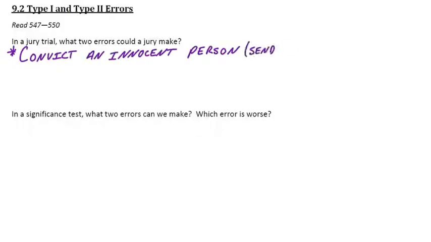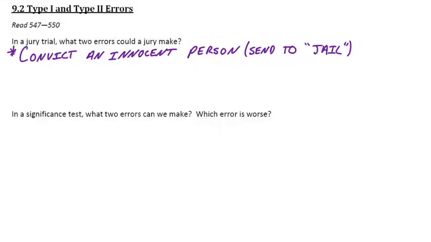So in doing that, we're going to relate it to a jury trial. What are the two errors that a jury could make as far as convicting someone? Well, the first, and perhaps the most unfortunate, they could convict an innocent person, right? Which basically means they're going to send someone to jail, let's say, who is innocent. So that would definitely be an error and something we wouldn't like to see happen.